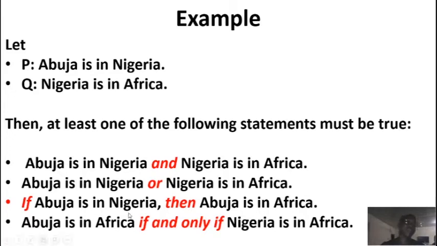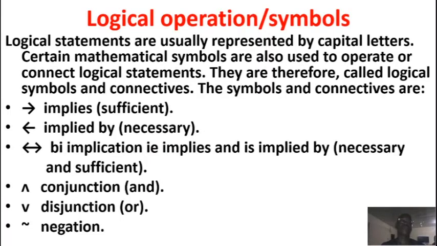Another one. It says Abuja is in Africa if and only if Nigeria is in Africa. Reason being that Abuja is in Nigeria. See it now. Once Abuja is already in Nigeria, Abuja can only be in Africa if and only if Nigeria itself is in Africa. That's also a compound logical statement. Can we move on? We go on.